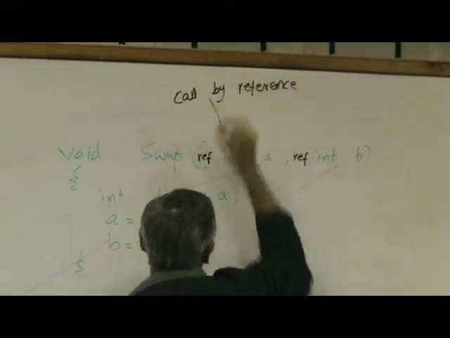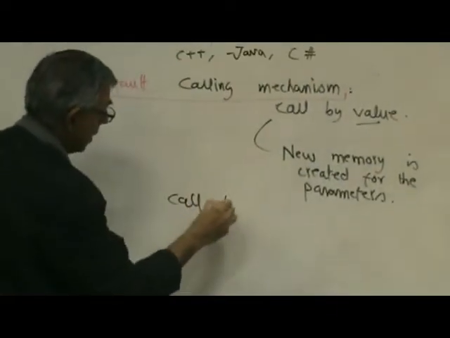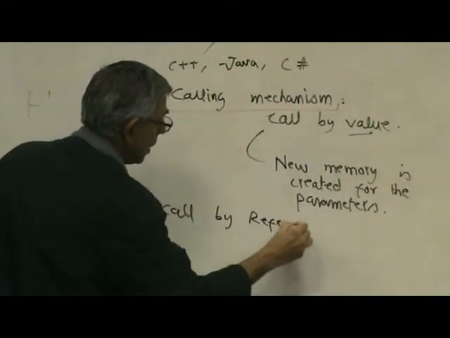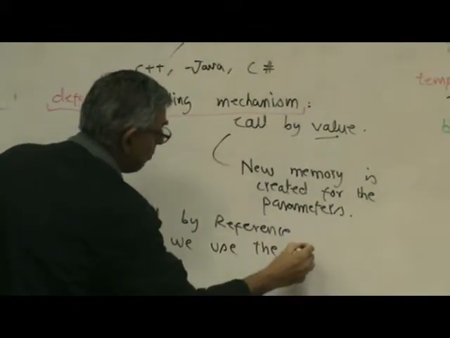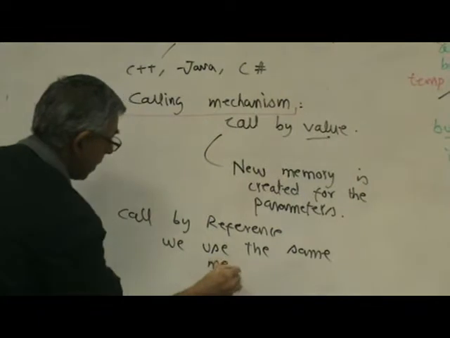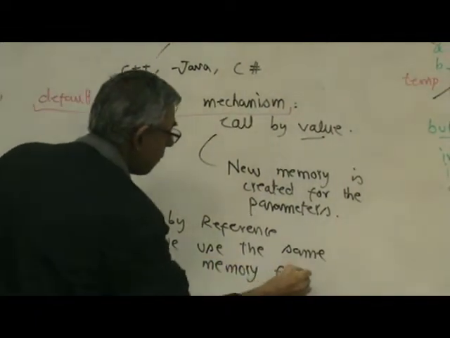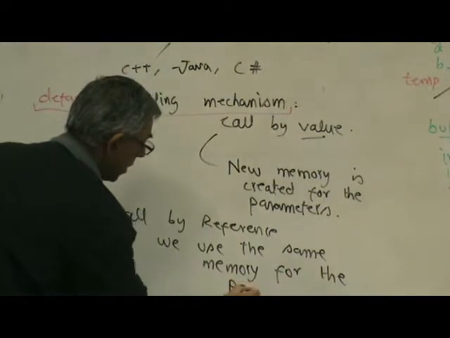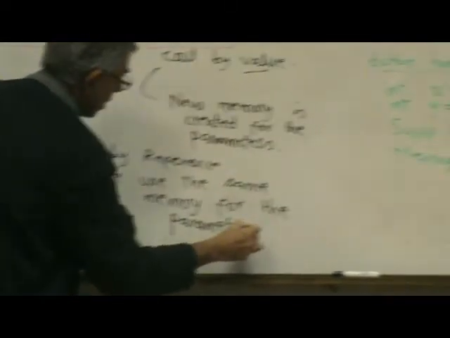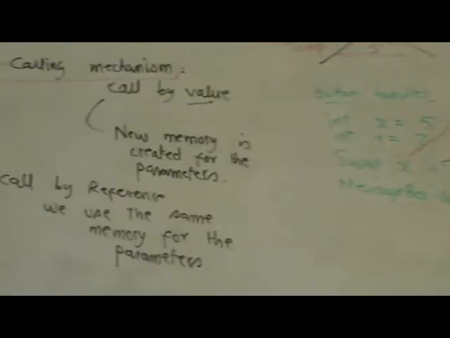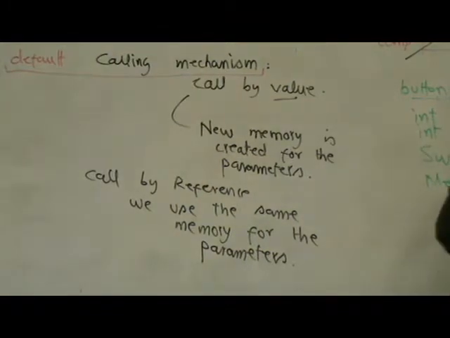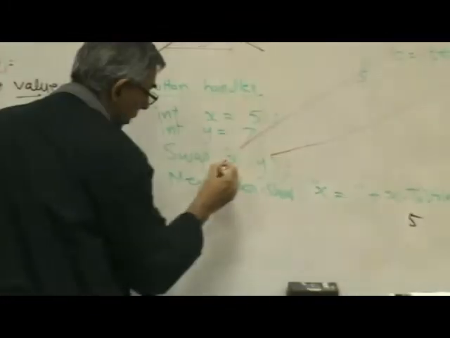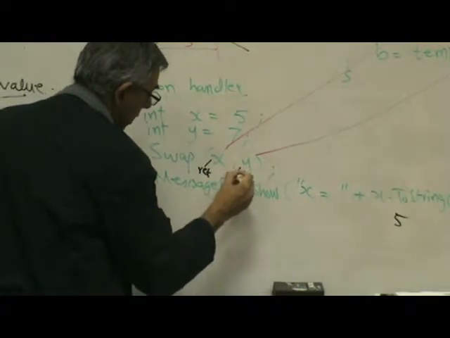So what's the difference between call by value and call by reference? In call by reference, we use the same memory for the parameters. Now the rule is not only do you have to put the ref keyword over here, in the call you also have to put the ref keyword, so that there's no ambiguity.